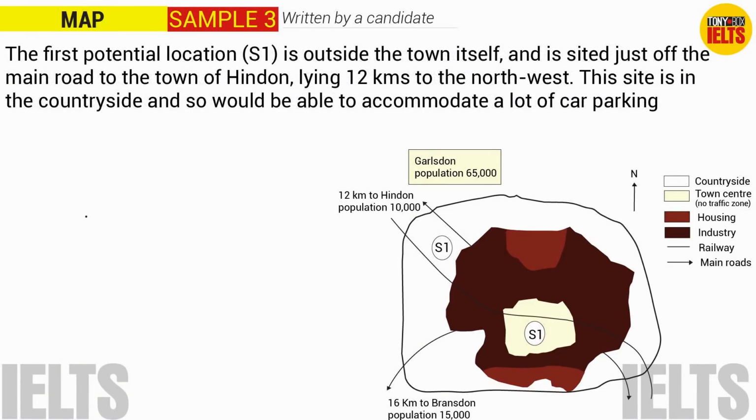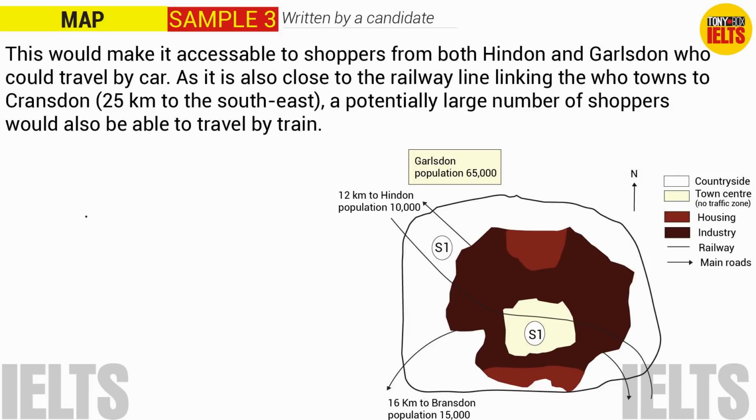The first potential location, S1, is outside the town itself and is sited just off the main road to the town of Hindon, lying 12 kilometers to the northwest. This site is in the countryside and so would be able to accommodate a lot of car parking. This would make it accessible to shoppers from both Hindon and Garlston, who could travel by car.